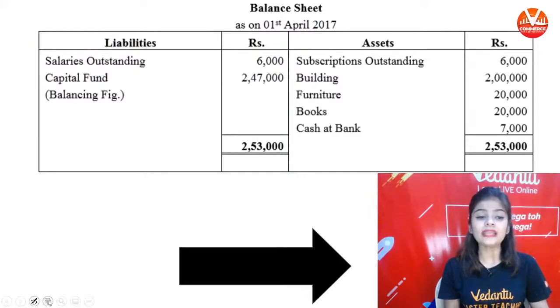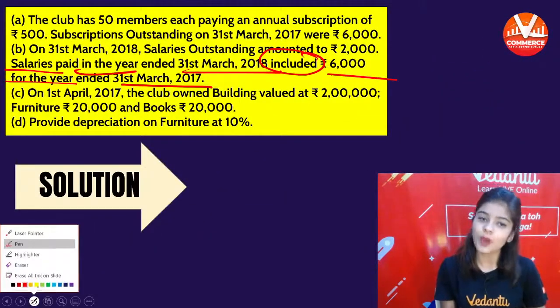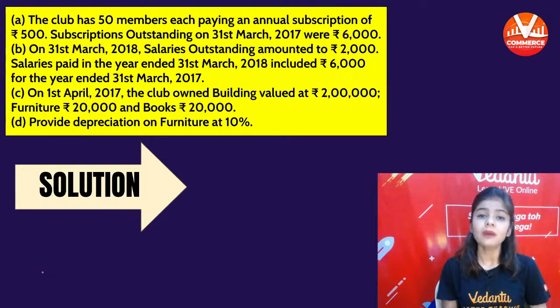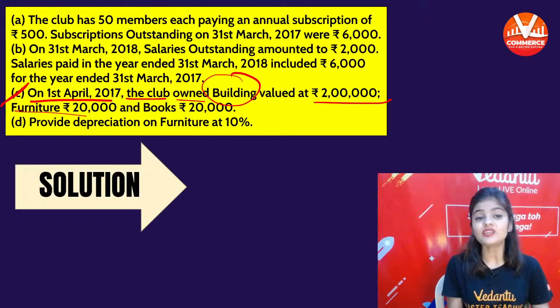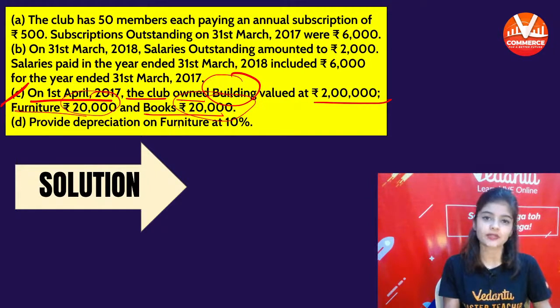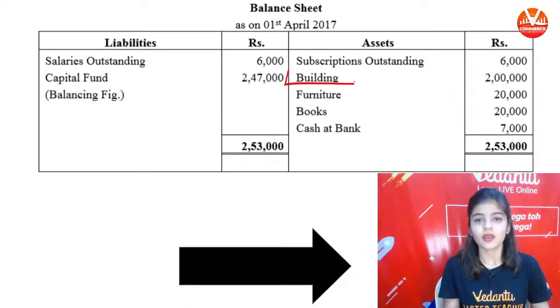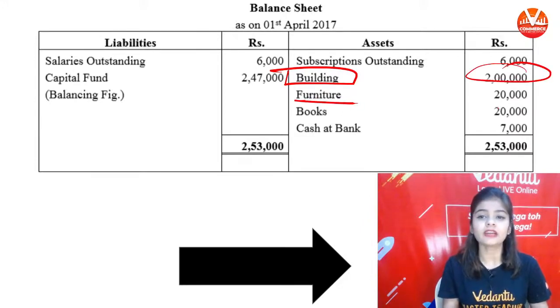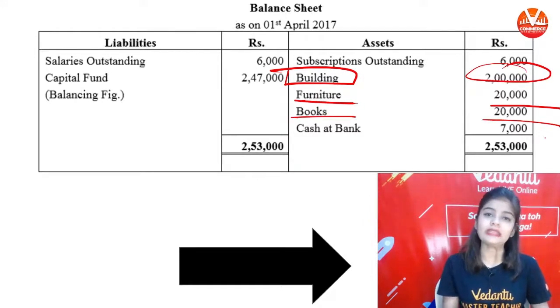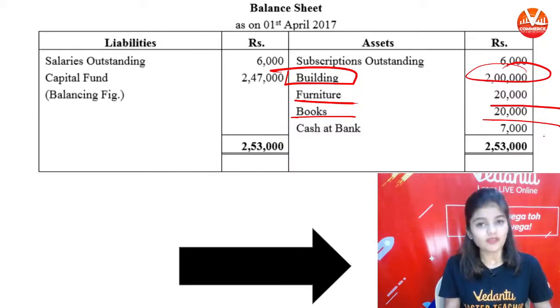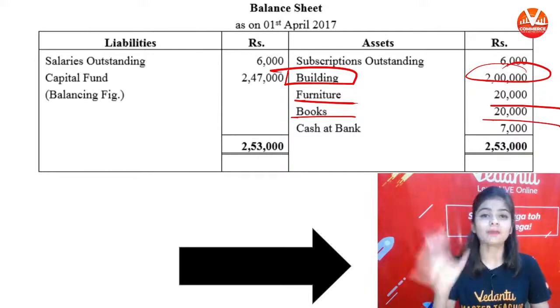So second point is also completed. Second point भी कर लिया हमने. अब हम करेंगे next point. On 1st April 2017, the club owned building 2 lakh, furniture 20,000, books 20,000. So these are your assets at the beginning of the year. So you will record it in the opening balance sheet. In the opening balance sheet, building 2 lakh, furniture 20,000, books 20,000. We will record these opening assets in the opening balance sheet.